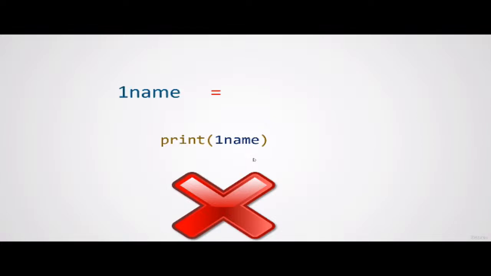Here I'm creating a variable whose first character is a digit. If you try to print out this variable name, Python will throw an error saying this is an invalid name because the first character is a digit. So you have to remove this digit and place it somewhere else. For example, it could come after n, like n1ame, but it should not be the first character of the variable name.